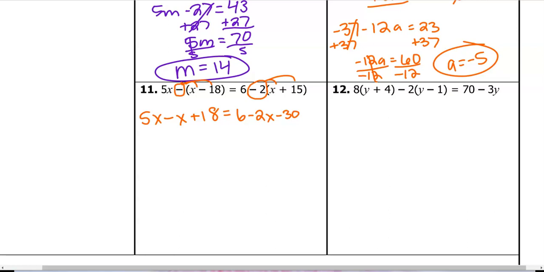All right, now what can I do? There's a couple of things. I've already done the distribute. Yeah, we're going to simplify. What can I simplify? Yeah, these two can go together. What is 5x minus x? 4, good. Still have +18. Is there anything else we can do? Yeah, the other side, I can do 6 and -30, right? The two constants. What is 6 minus 30? -24. And then -2x.